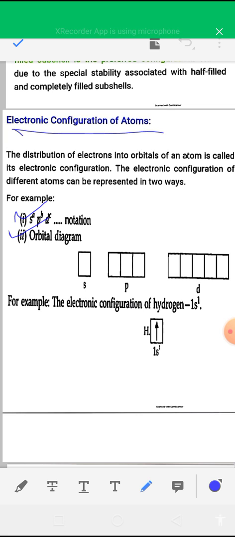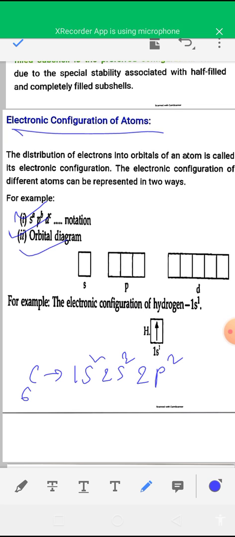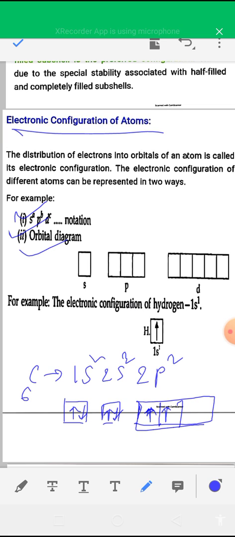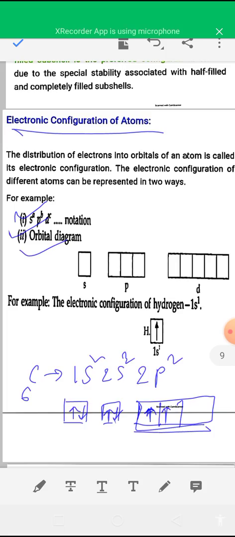You can also write the electronic configuration using an orbital diagram. For example, carbon has atomic number 6, so its electronic configuration is 1s2 2s2, so 4 electrons are completed and 2 more electrons are left, so 2p2. In the 1s orbital 2 electrons, in the 2s orbital 2 electrons, and the 2p subshell has 3 orbitals, px, py, pz. In the px and py orbitals you have to give 1 electron each. So this is the electronic configuration of carbon.